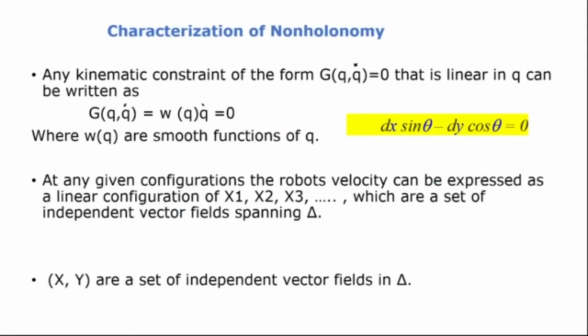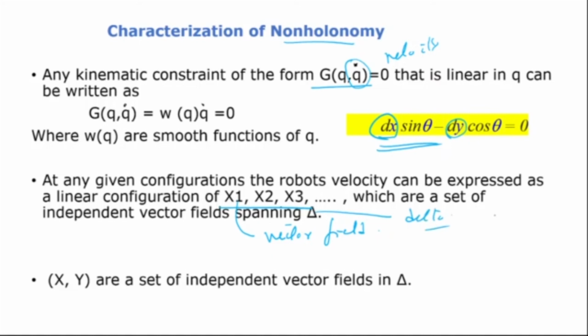Now we have also seen that any kinematic constraint can be written in the form G(Q) Q dot. In the case of a non-holonomic kinematic constraint, basically it is written in this form, and what we have seen is that these are functions of velocity, like in this case. Okay, there we have a dx and a dy. These are incremental velocities. Now at any given configuration, the robot velocity can be expressed as a linear combination of different vector fields. Each of these is a vector field, which are a set of independent vector fields spanning a delta.